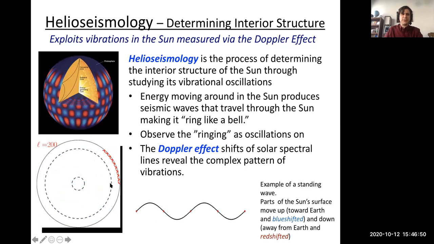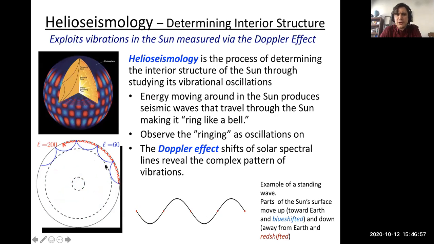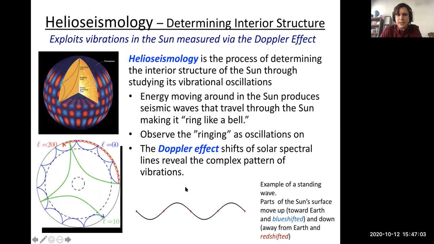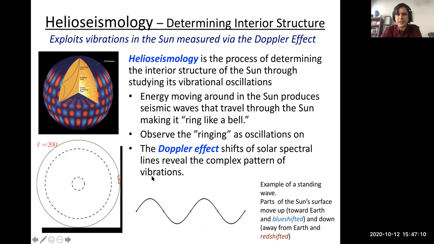And you can see, this is just showing different modes of the waves. This is the L equals 200 mode, the L equals 60 mode. You don't need to know any of those advanced concepts. But you can see there are all sorts of different standing waves that get generated in the sun. This is what a standing wave would look like. It doesn't look like it's traveling. You just have an oscillation up and down between these nodes.